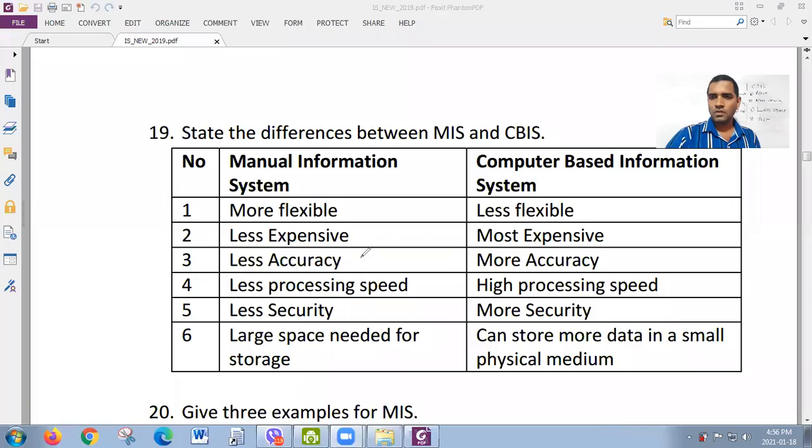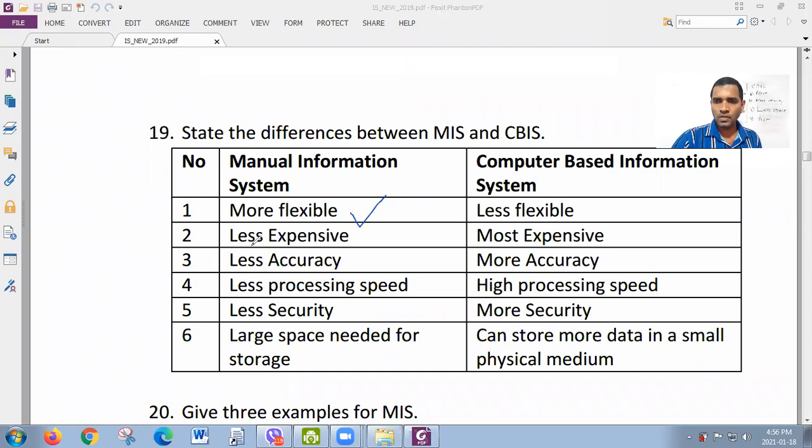Look at the points. I have 6 points. Take those 6 points again. More flexibility, less flexibility. As an individual, you want a system with more flexibility, right? So in this instance, you prefer manual information system, because nobody wants an information system which has less flexibility. So definitely in this first point, manual information system dominates.